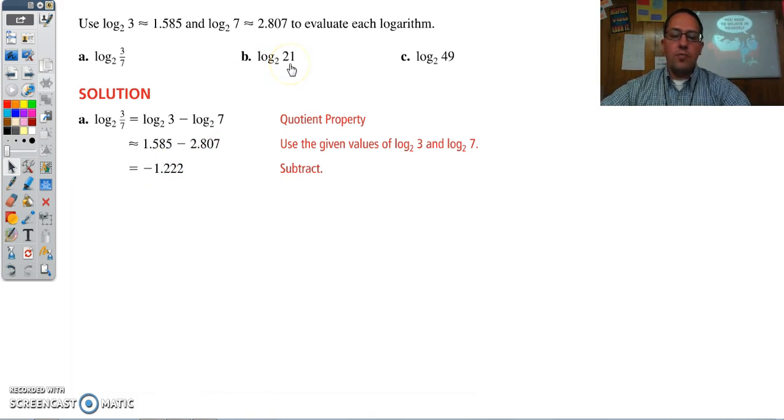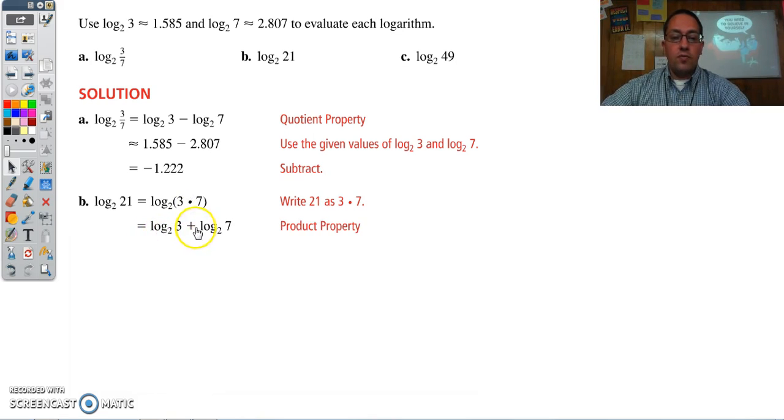B is a little bit trickier, but it's not much. We have 21. There's no 3 or 7. I don't see that. However, how can we use 3 and 7? How can we use these arguments to get an argument of 21? Well, 21, that's 3 times 7, right? So we're going to rewrite it as 3 times 7. And they're being multiplied, this is the product property. So what we're going to have is log base 2 of 3 plus log base 2 of 7.